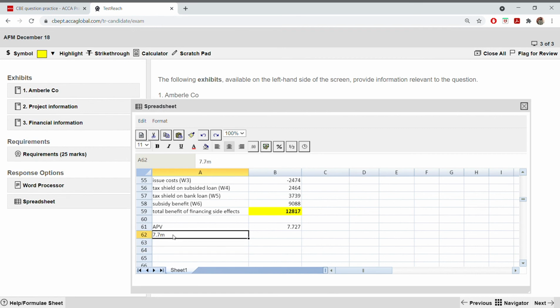This is your adjusted present value: the total benefit of the financing side effect minus your base case net present value. That is your adjusted present value, and it's positive. So the project should be accepted. You have to write this, okay?